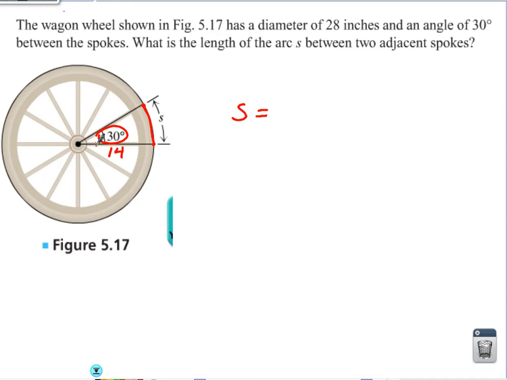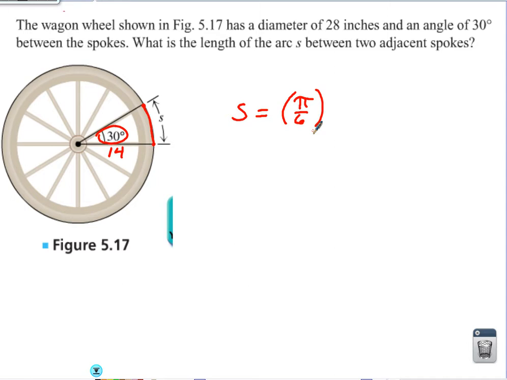So what is 30 degrees in radians? Let's think about that, guys. Pi is 180. What can you divide 180 by to give you 30? Is that not pi divided by 6? Pi over 6. 30 degrees is pi over 6.